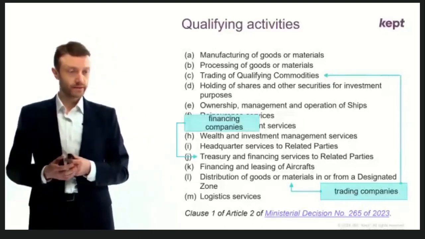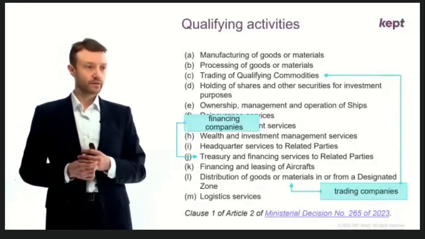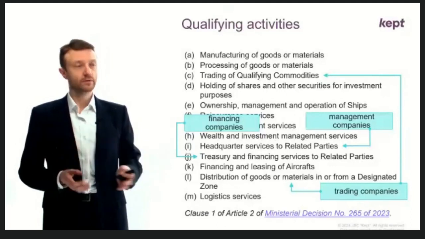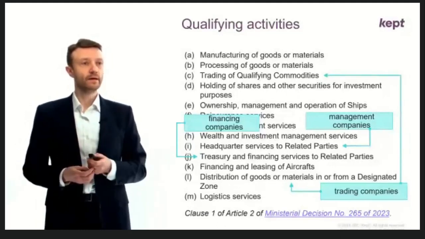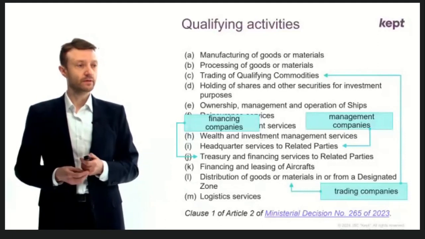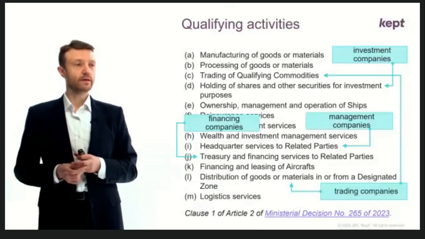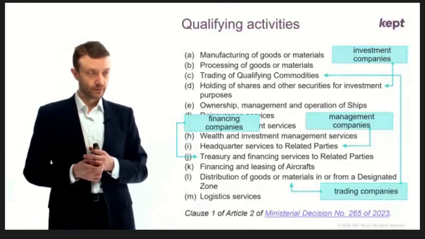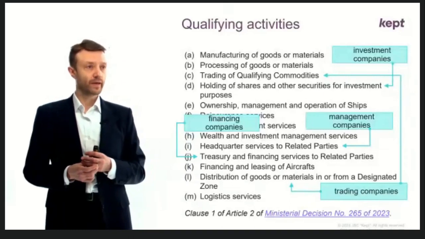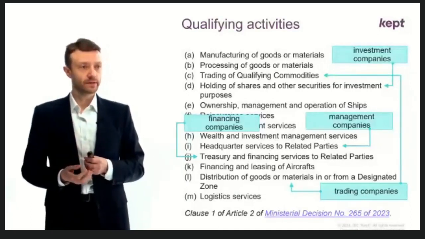What else? Financing companies. The financing companies may qualify for the treasury and financing services provided to related parties, for example, or management companies can apply the headquarters services to related parties exemption or type of activity. All these are examples of entities and companies that can be used in international structures with 0% corporate tax rates. Finally, investment companies. They can rely on the holding of shares and other securities for investment purposes. And not only this, there are the participation exemption conditions and rules in the United Arab Emirates, which also allow exempting income from investments, but this specific exemption is also useful.